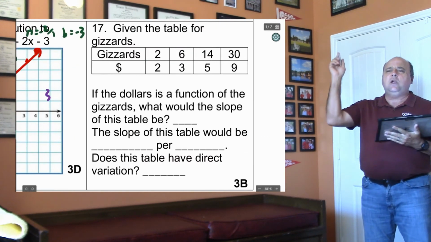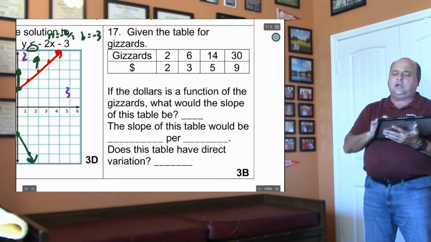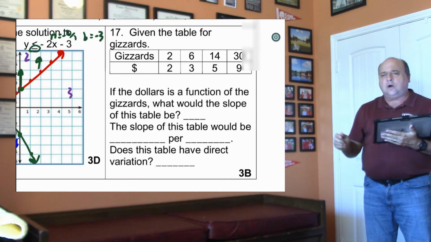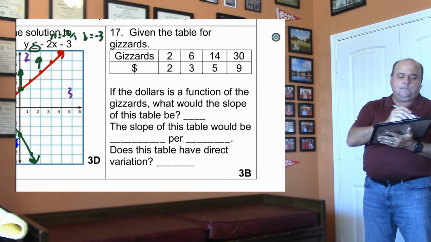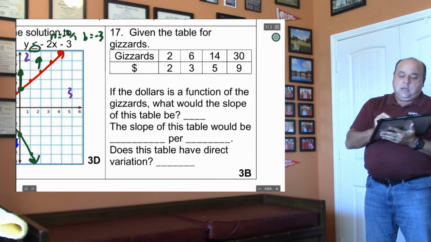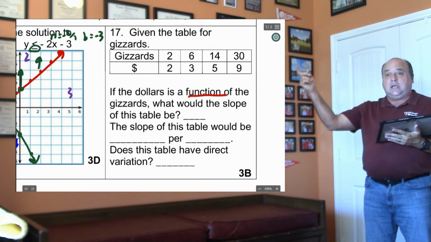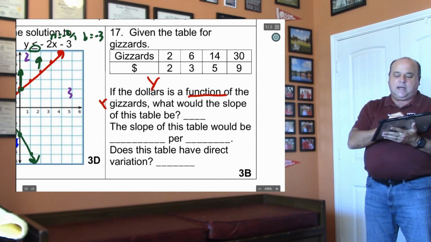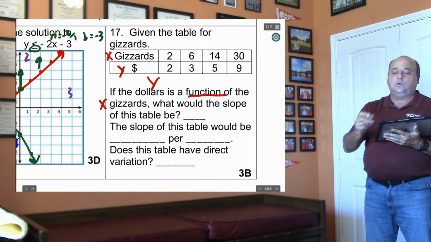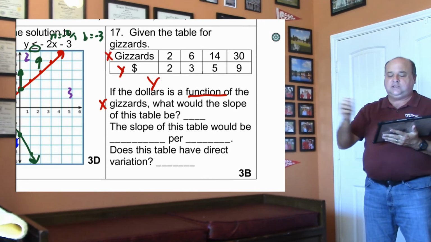Okay, on 17, we are going to get the slope of this table. Y'all, this has been on every star review. Hopefully y'all are getting better at this. Now then, you got to underline function of so we can get our y and our x. So dollars is y, gizzards is x. So we have this, so we're going to do y minus y over x minus x.